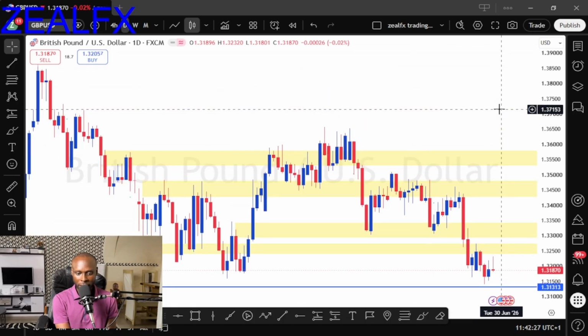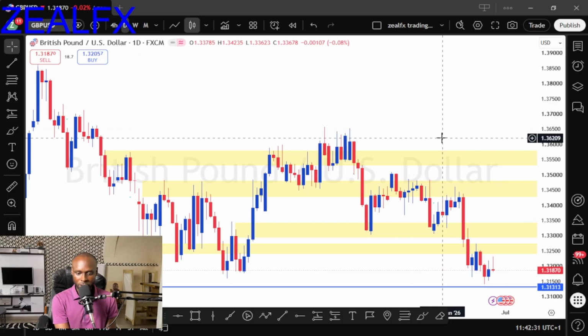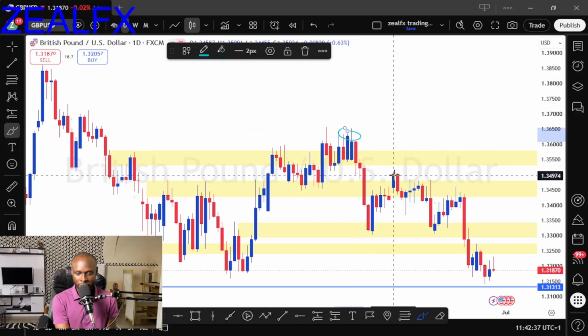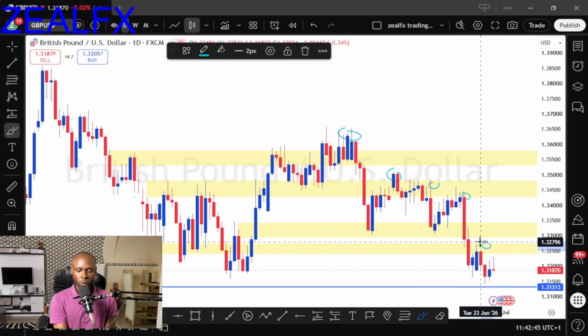On my daily chart, we can clearly see that the Pounds USD is still having a series of lower highs. You can see price crossing this higher high, then a lower high, then another lower high. This series of lower highs indicates we still have a bearish trend on the Pounds USD this week, so we expect price to keep dropping.